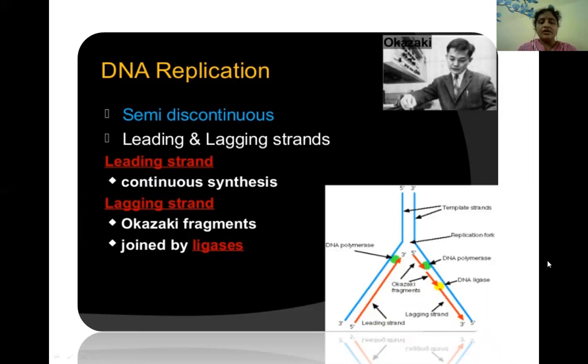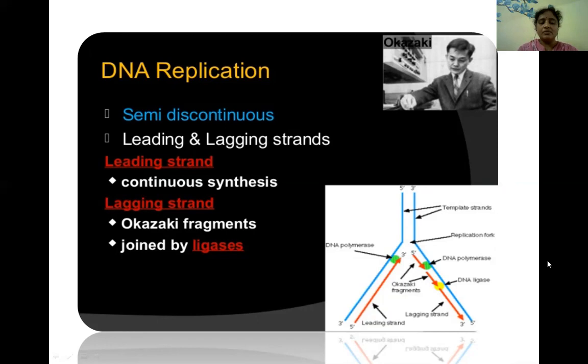In the semi discontinuous model, leading and lagging strands are very important. During this replication, one of the newly synthesized strands is the leading strand. It is continuously extended by the single primer. The second strand, which is also known as the lagging strand, is discontinuously extended by a large number of primers, which is very clear in this diagram.